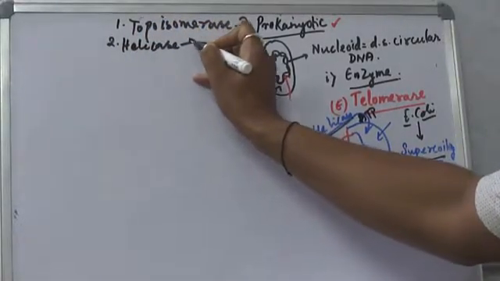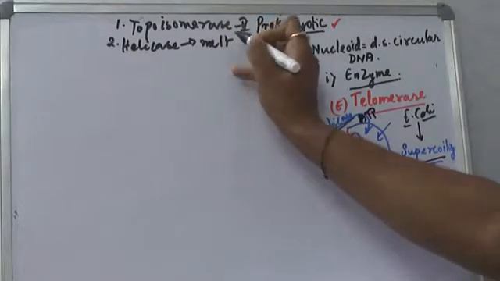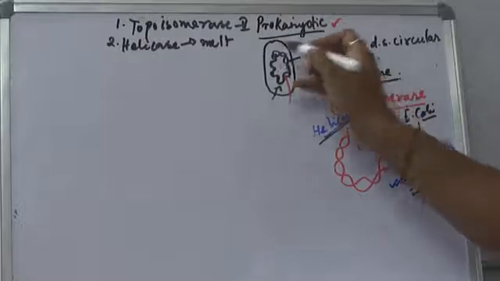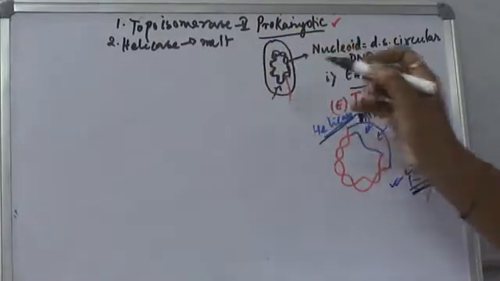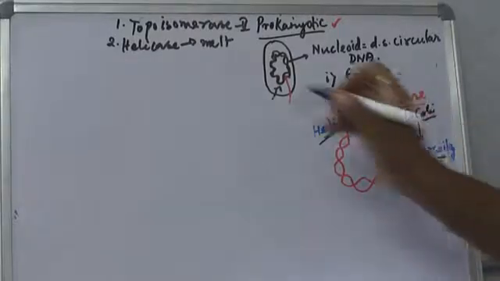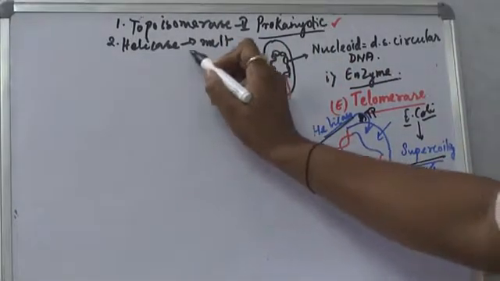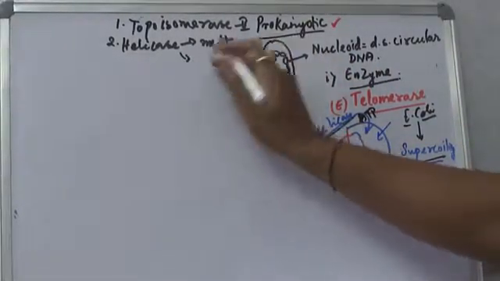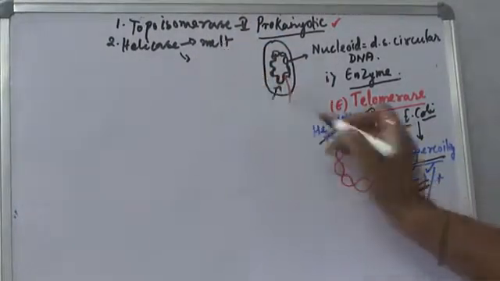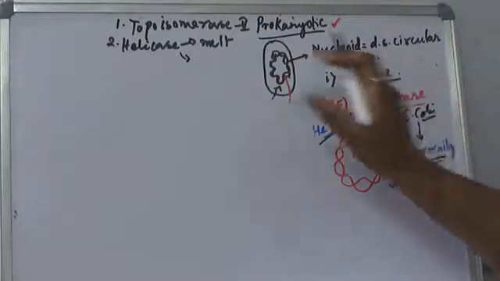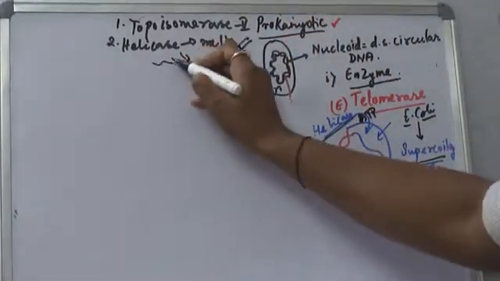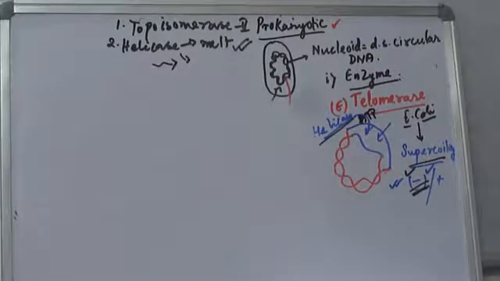Helicase will melt the hydrogen bonds and bind and stabilize the DNA in a single stranded conformation. So after this, the helicase, after melting, will take place and it will remain within the whole process.